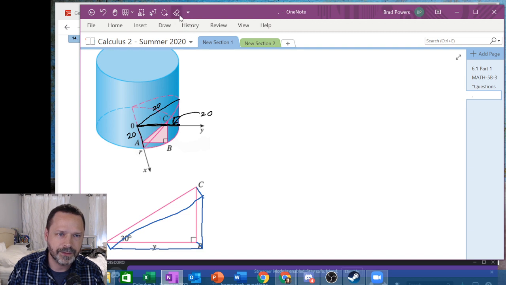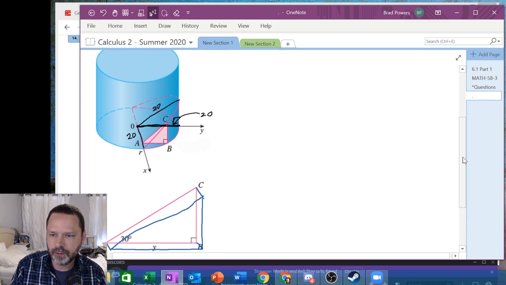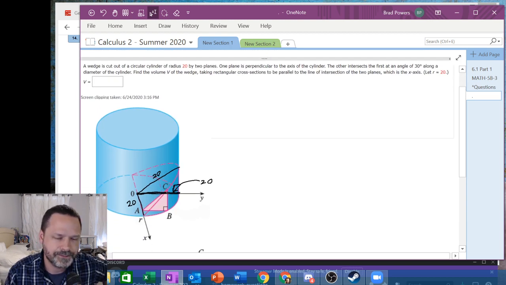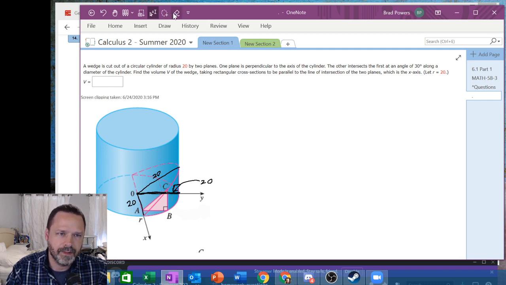So let's do it the right way. I'm recording this, and I'll find a way to share it with you one way or another. So a wedge is cut out of a circular cylinder of radius 20. So again, we know it's 20. And let's erase this. That's not 20.